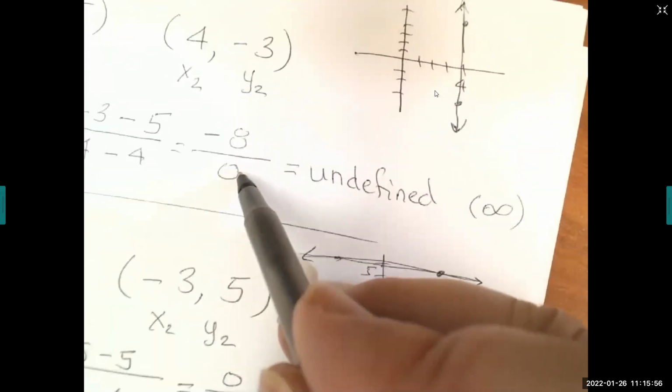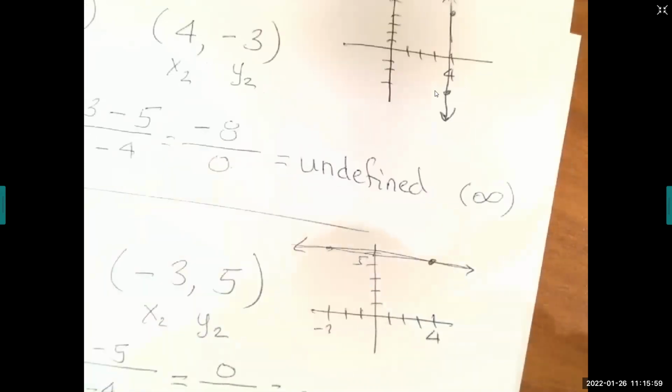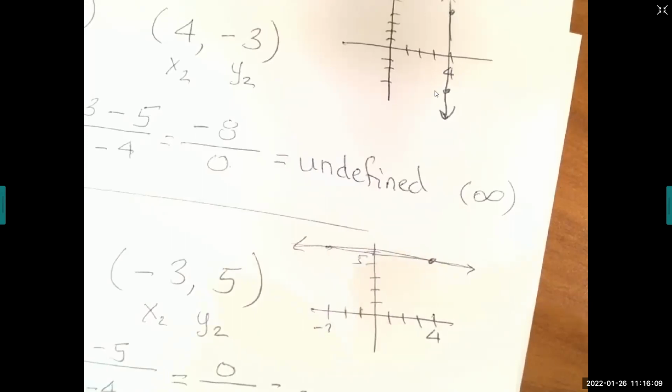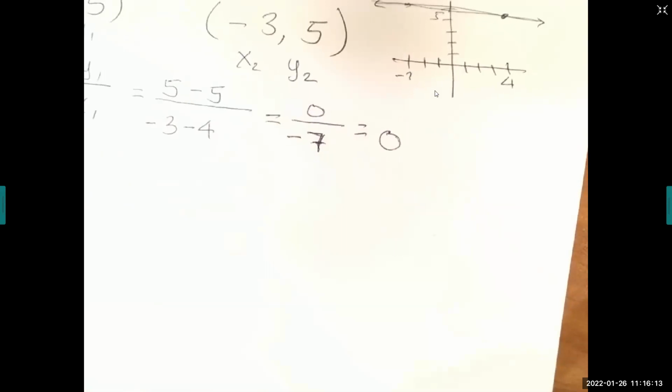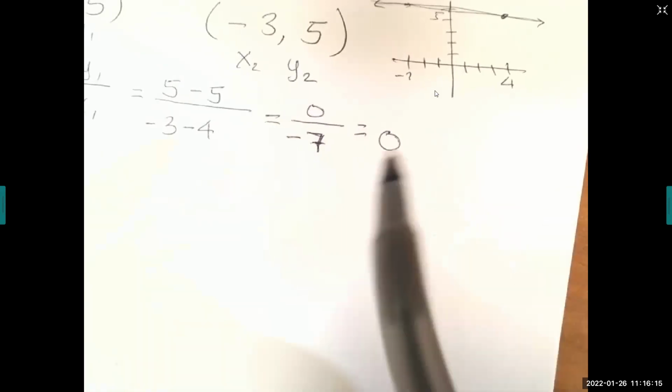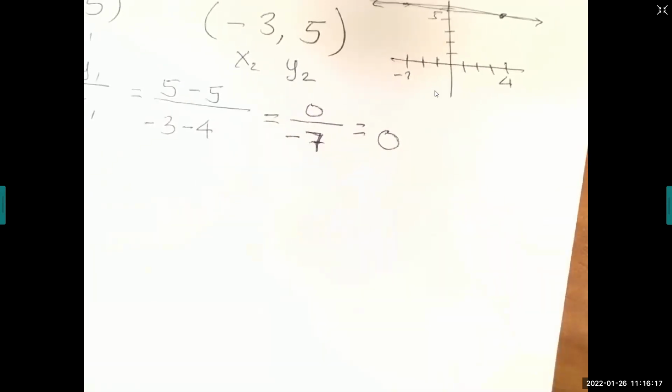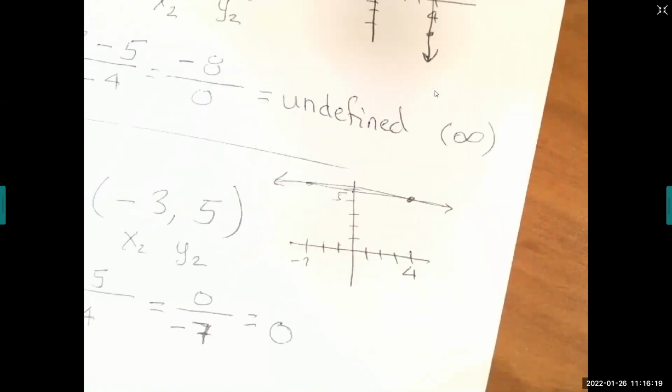How many times does 0 go into negative 8? Infinite times. If I promise to give you nothing, how many ways can I give it to you? A lot. How many times does negative 7 go into 0? It doesn't. It doesn't fit in there. So 0 times. So there is a big difference.